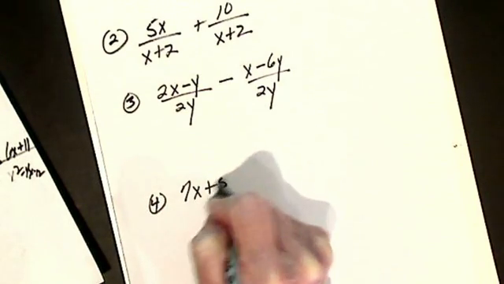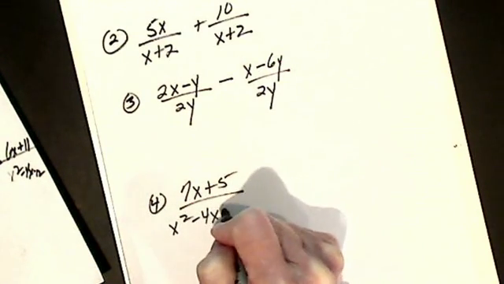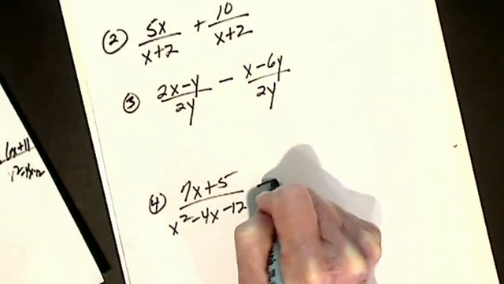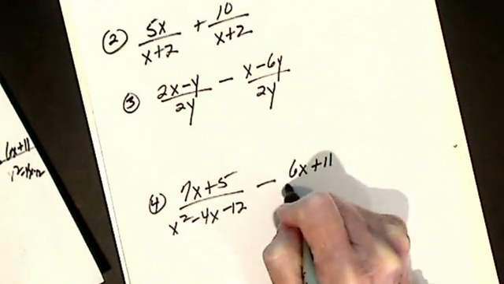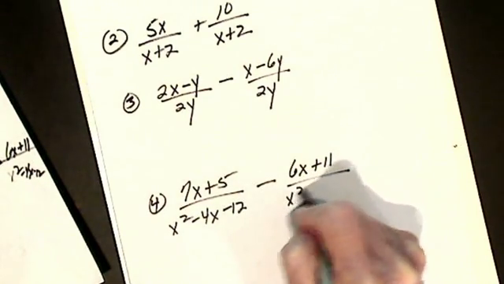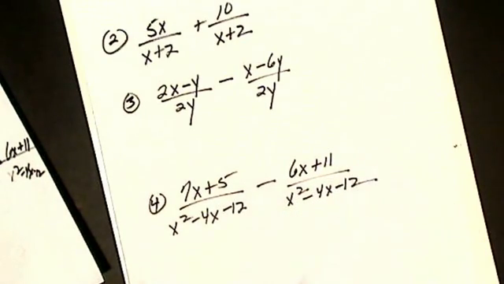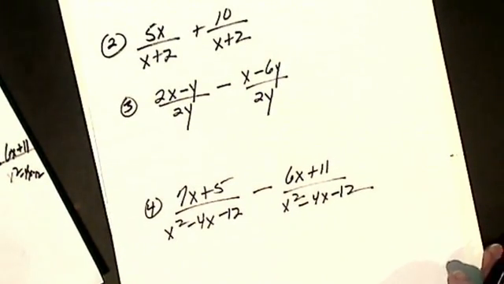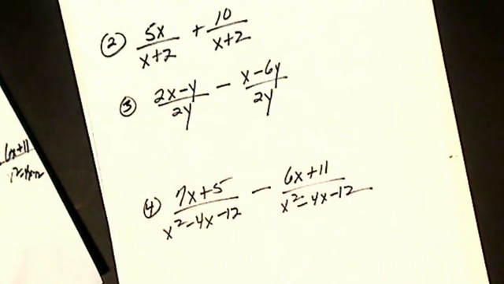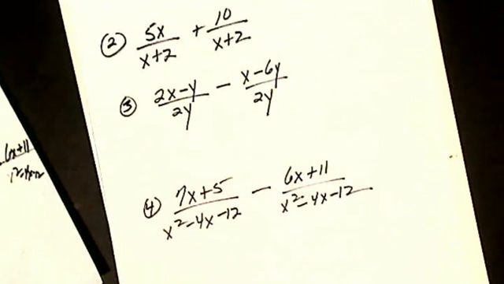7x plus 5 divided by x squared minus 4x minus 12 minus 6x plus 11 divided by x squared minus 4x minus 12. So now, if I was you, I would put this on pause. Do the 4 problems, and then we'll go over them.